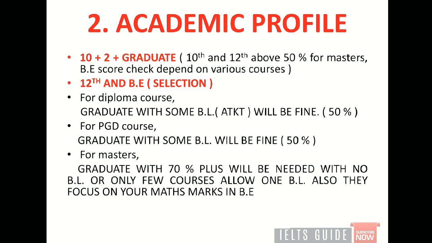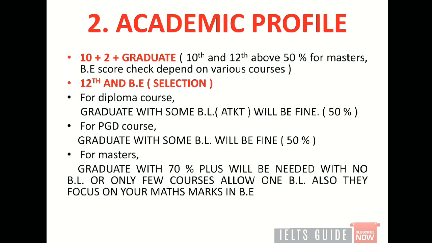I will tell you that for diploma courses, a graduate with some backlog, meaning ATKT, will be fine, but they require 50 plus percentage in diploma courses. It means your 12th and your graduate percentage must be more than 50%, but there are some courses or colleges that will accept you even if you have less than 50%.